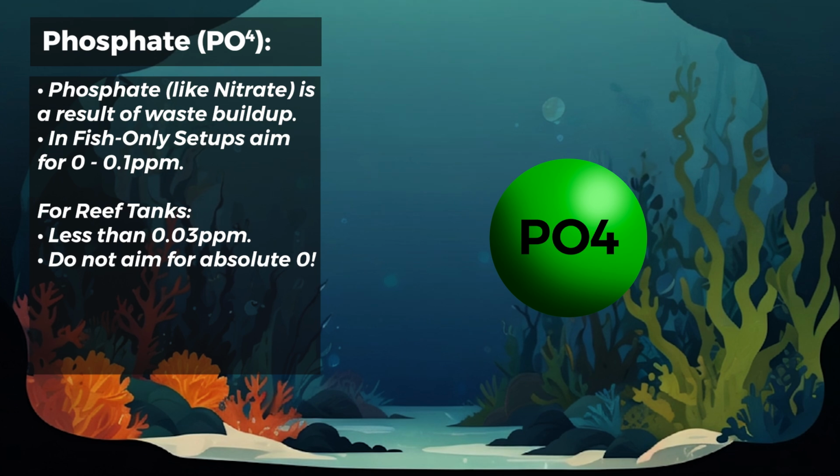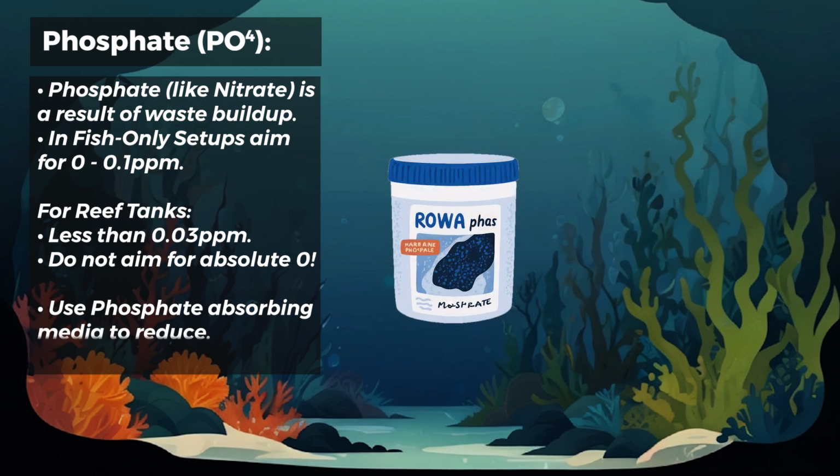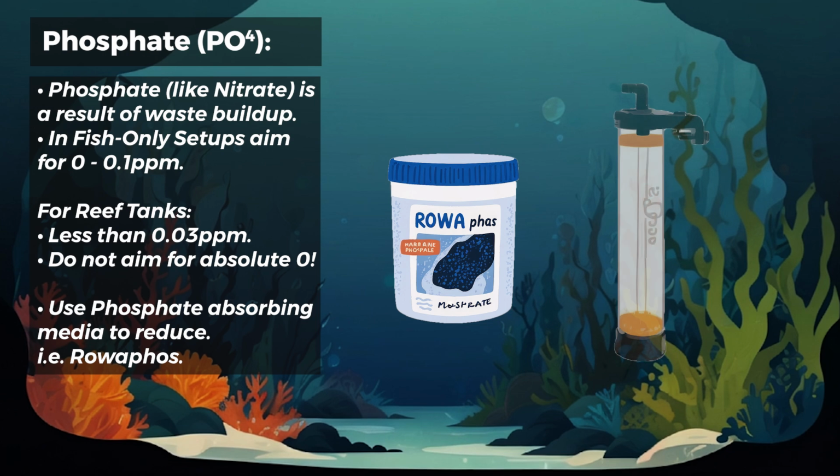Like nitrate, you can reduce phosphates by water changing regularly. Unlike nitrate, however, there are phosphate-removing medias like Rowaphos which will absorb the phosphate in the water. This is most effective when used in a media reactor.